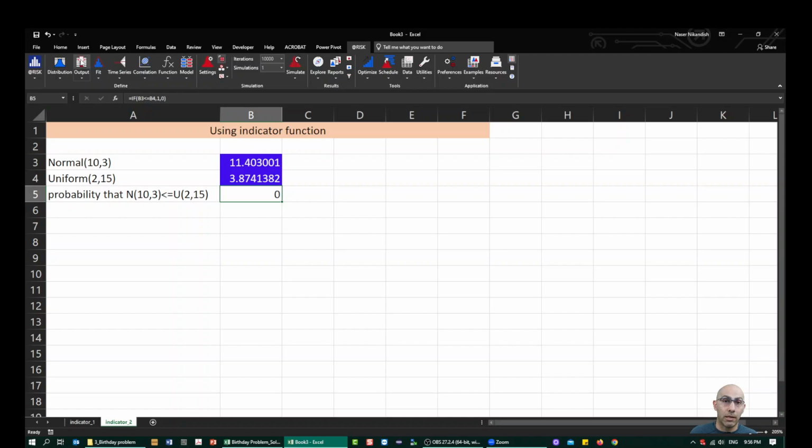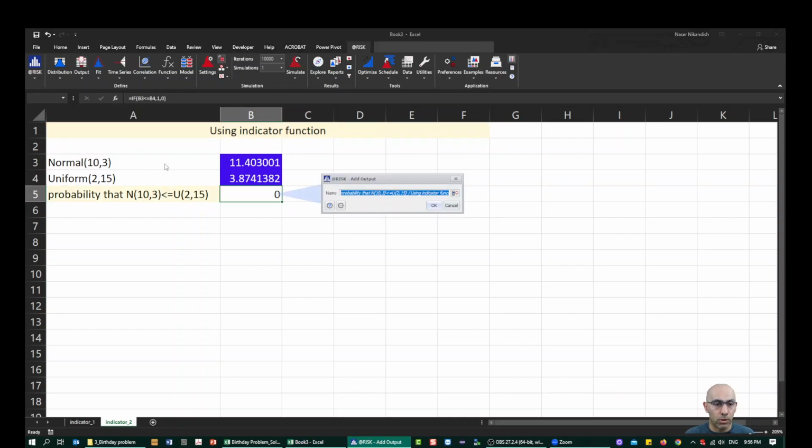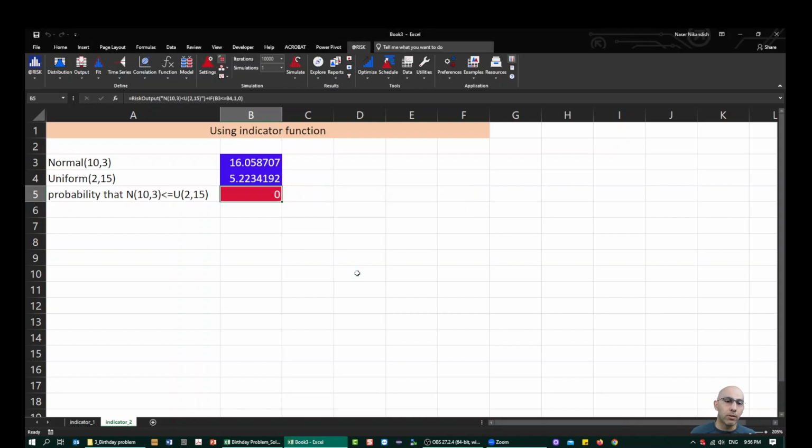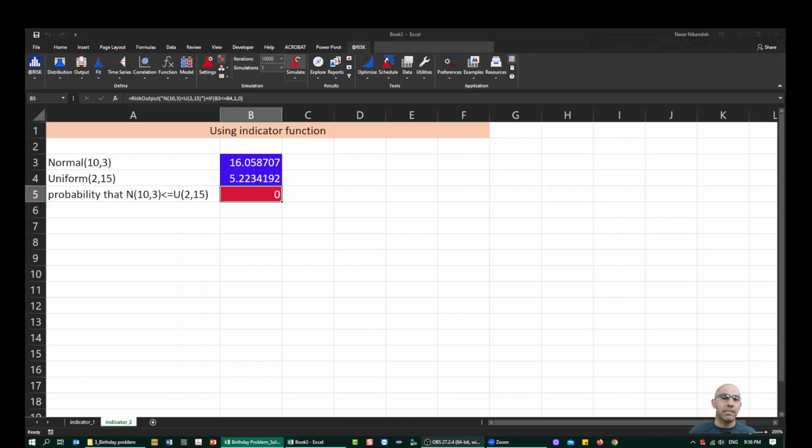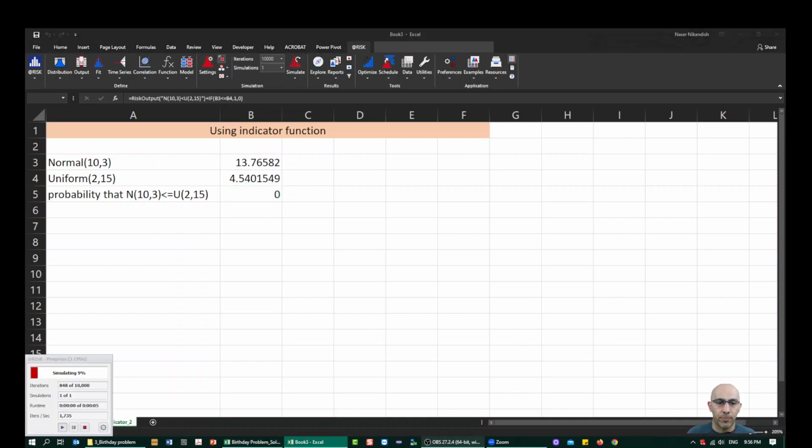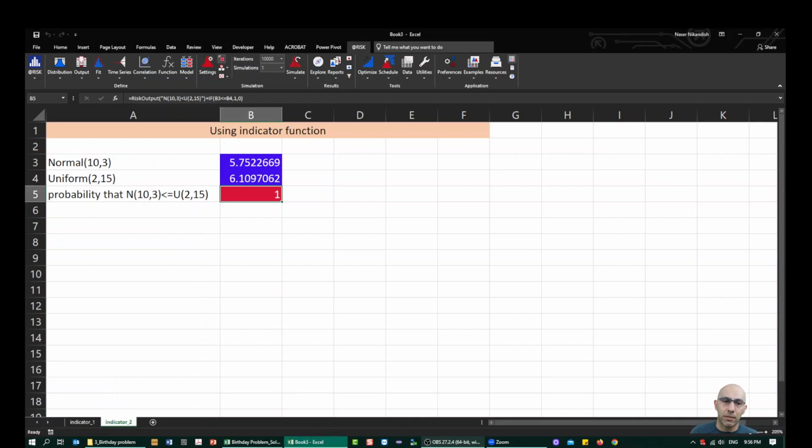Next, I'm going to define this as my output, and the output is going to be normal less than uniform. Let's just keep it that way. Let me do it right: uniform of 2 and 15, fine. Next I'm going to run this. Every time uniform is bigger than normal, that cell turns to 1.